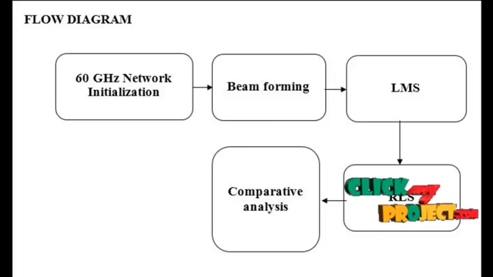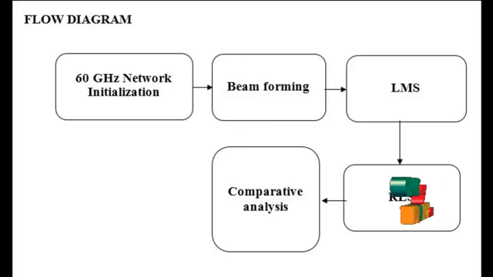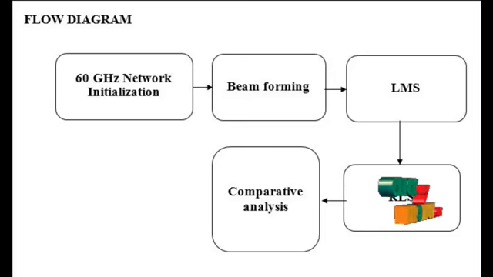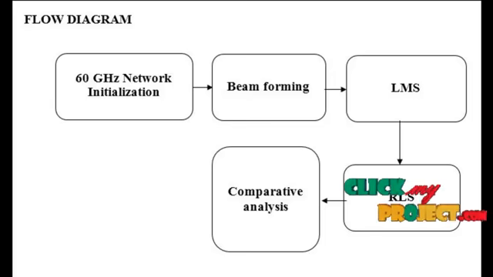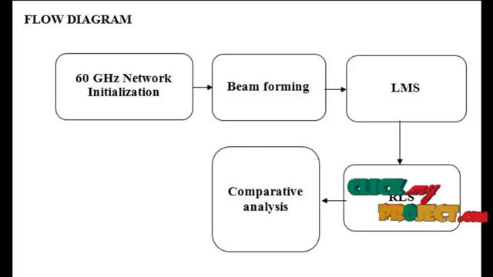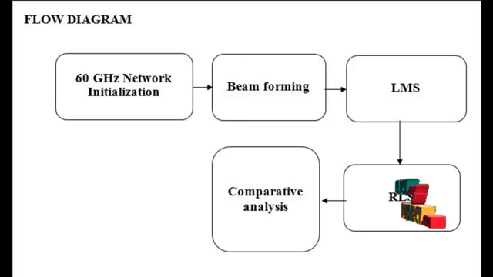Next, this is the system architecture of our proposed system. Our system architecture consists of 5 modules: 60 GHz network initialization, beamforming, LMS algorithm, recursive least square algorithm, and the comparative analysis of both these algorithms. First module, 60 GHz network creation. It is the base of future mmWave wireless networks.